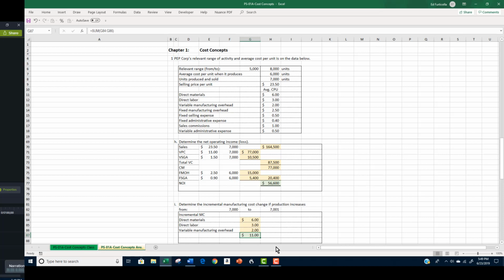If we produced 100 more units, the incremental change would be 100 times $11, or $1,100. If we produced 200 more units, the incremental cost would change by 200 times $11 per unit, or $2,200. In all cases, the incremental change will always be the additional units produced multiplied by the total variable manufacturing cost per unit, as long as we're operating within our relevant range.